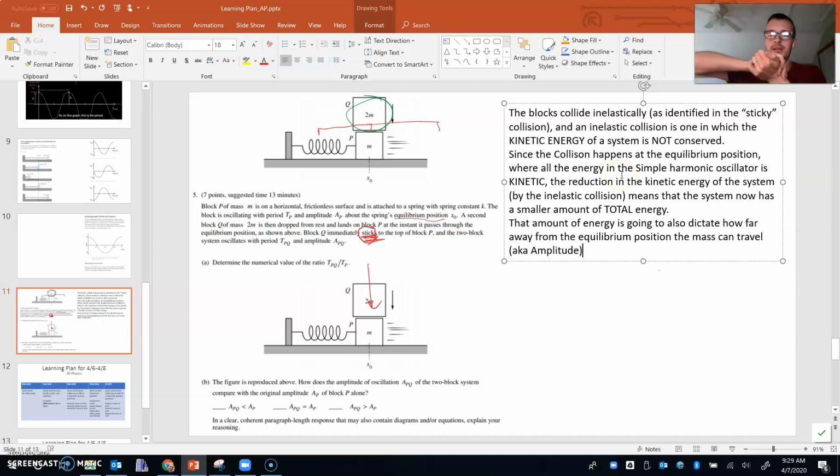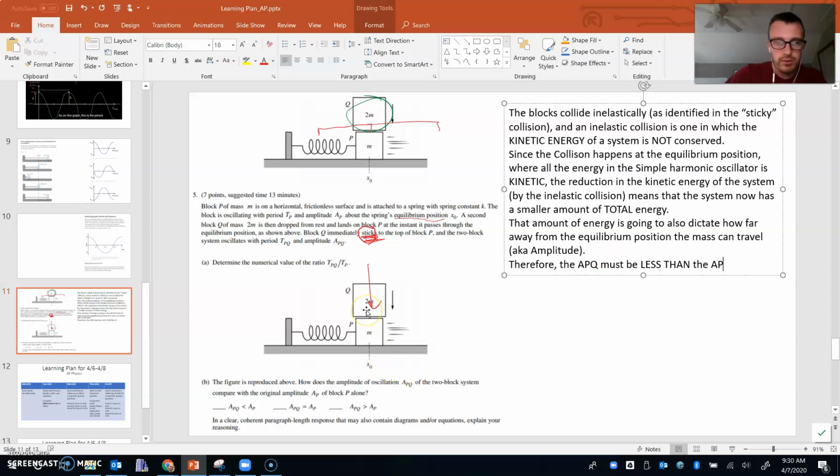Blocks stick together. Sticky is inelastic. Inelastic means you lose energy. If you lose energy at the middle there, that means we've reduced some of our total kinetic energy. If we have less total kinetic energy, then we don't have as much energy overall to carry us as far out. And so the answer here must be, all right, therefore, the APQ, that means the amplitude of both blocks together, must be less than the AP.